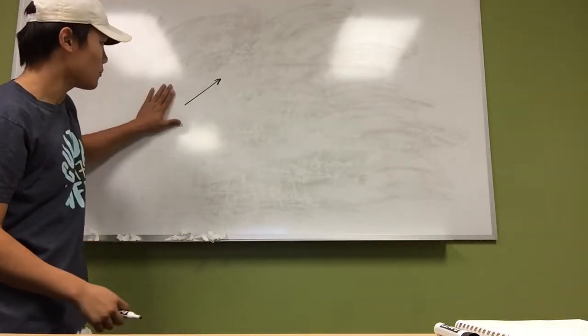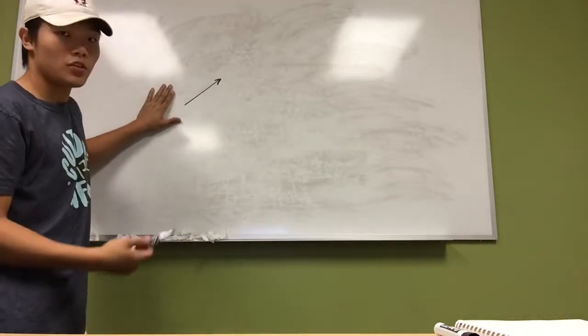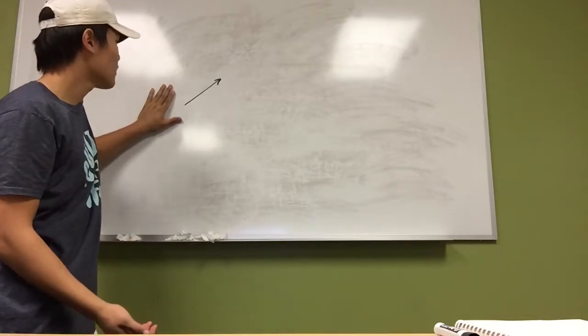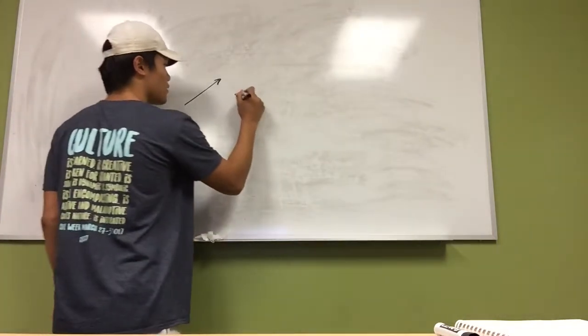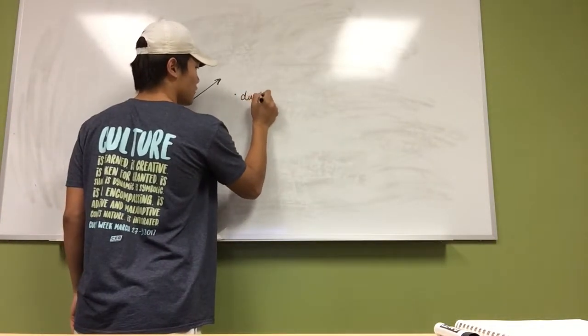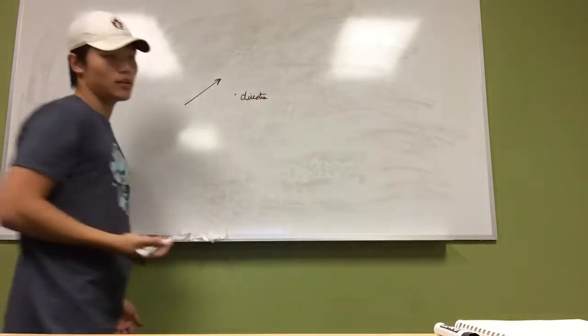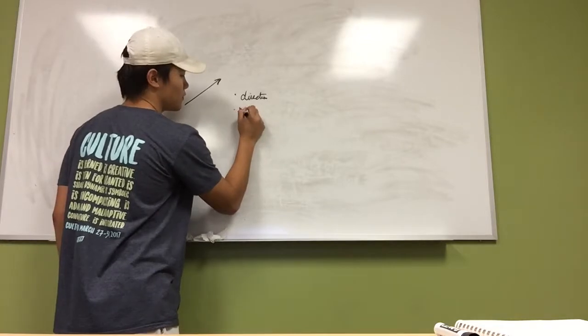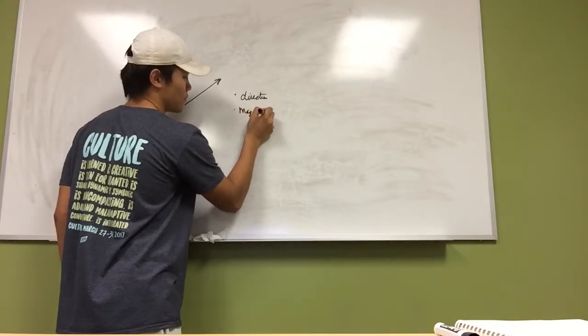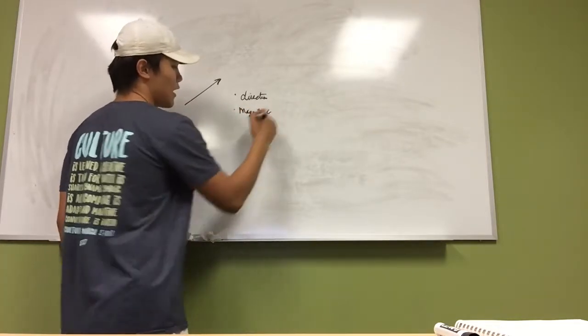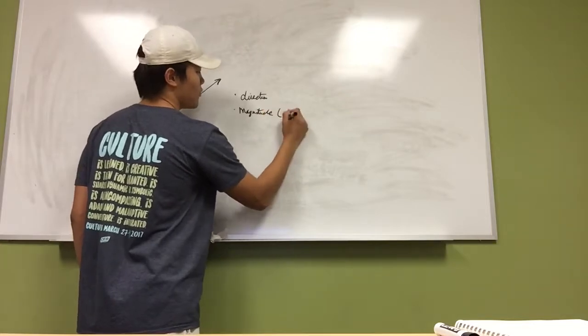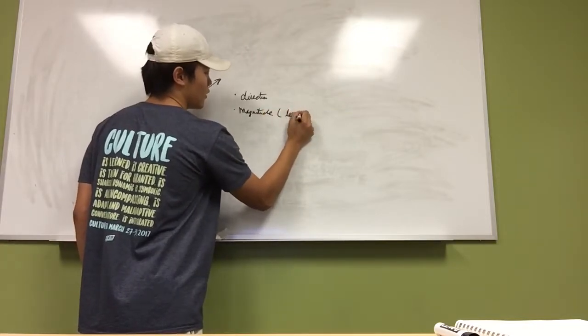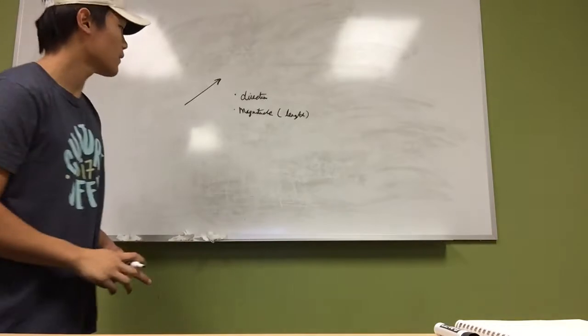What does this arrow basically show? Well, it shows you the direction. So I'm going to write it down. It shows you the direction. And what else does it show you? Well, I believe it shows you the magnitude. How does it show you the magnitude? Well, if you calculate the length, you will get the magnitude.